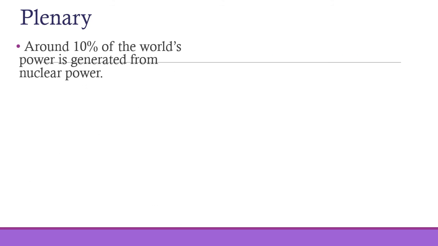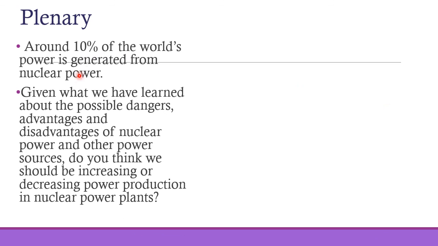Plenary. Here's what we're going to think about for the next lesson. So around 10% of the world's power is generated from nuclear power. Given what we've learned about the possible dangers, advantages and disadvantages of nuclear power and other power sources, do you think we should be increasing or decreasing power production in nuclear power plants?